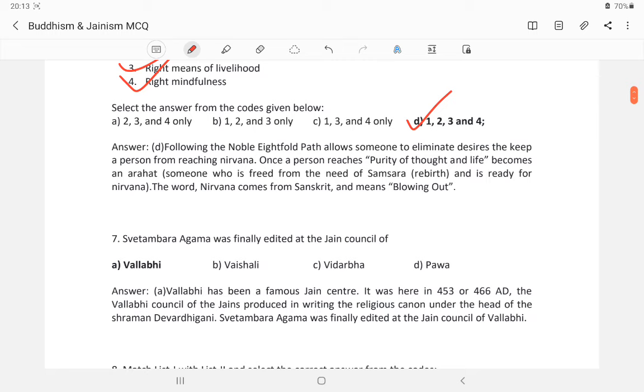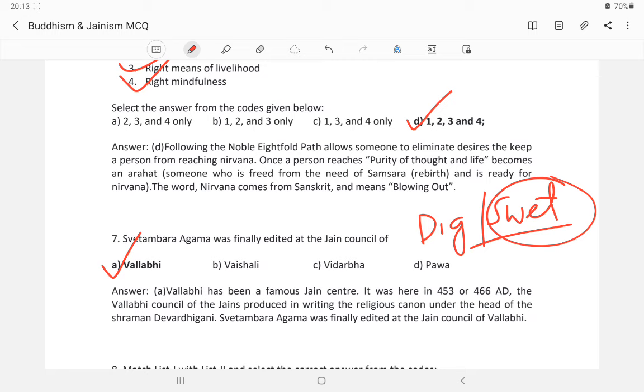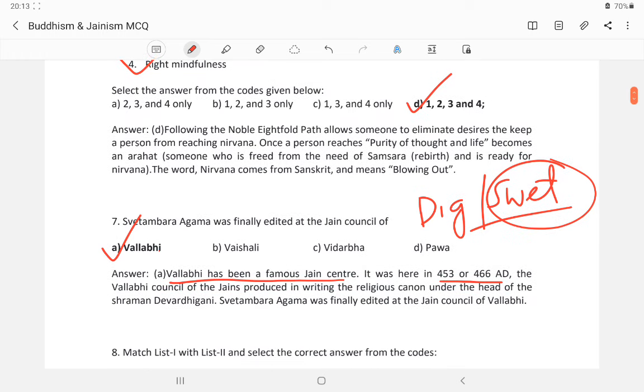The Svetambara Agama was finally edited at the Jain Council of Valabi. Digambar or Svetambara, so Svetambara. It means the religious canon was first edited at Valabi. Valabi is a famous Jain center. It was in 453 to 466 AD. The Svetambara Agama was finally edited at the Jain Council of Valabi.